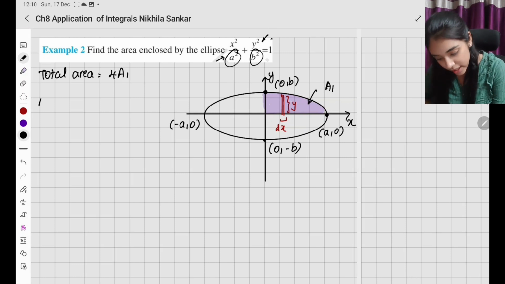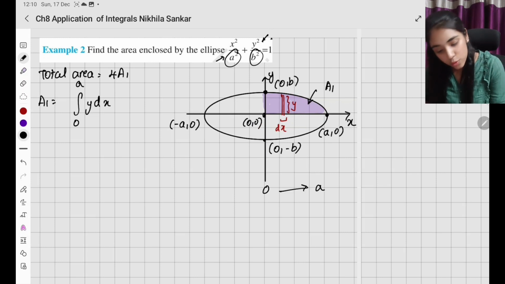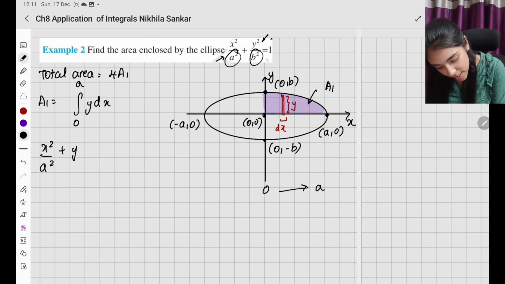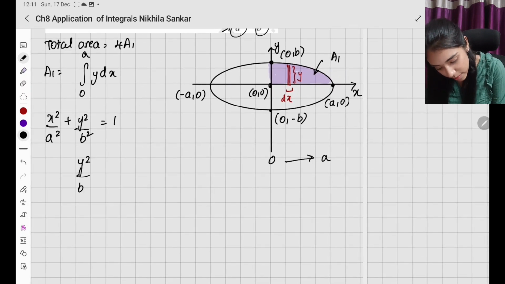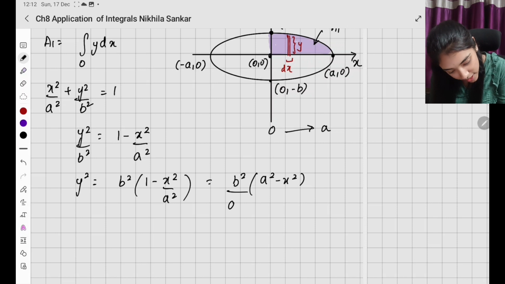Correct? Now what is A1? A1 is going to be integral y dx from, what is this point? 0 comma 0. So the x-axis goes from where? 0 to a. So again 0 to a. Now I have to write y in terms of x. So I have x square by a square plus y square by b square equals 1. So from this I have y square by b square equals 1 minus x square divided by a square. Y square equals b square multiplied by 1 minus x square divided by a square. When I take the LCM, I'll have b square times a square minus x square, the whole over a square.